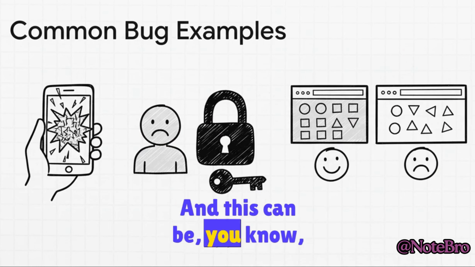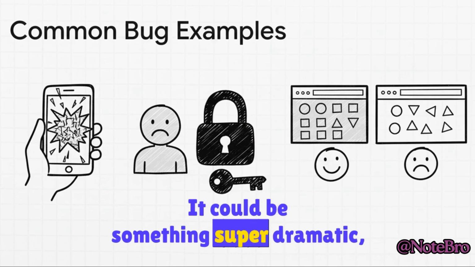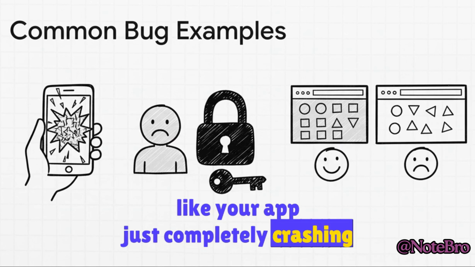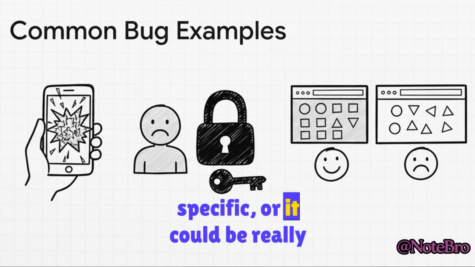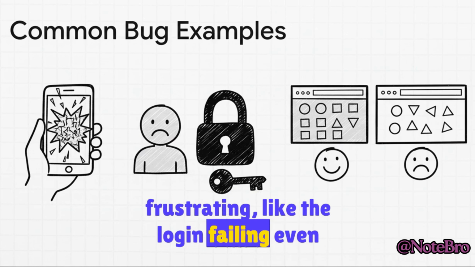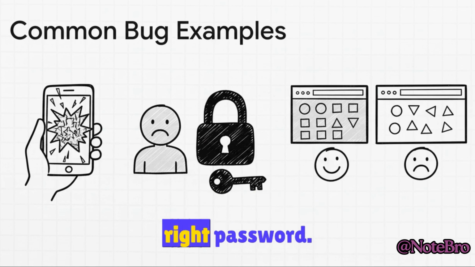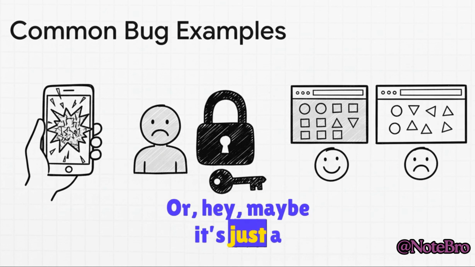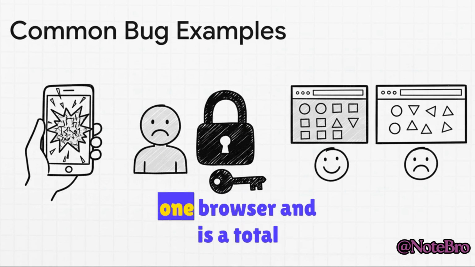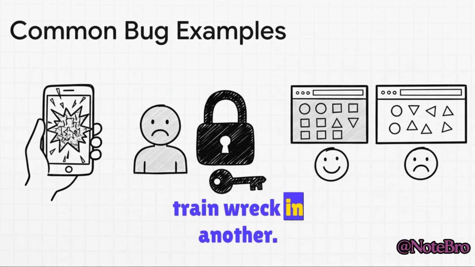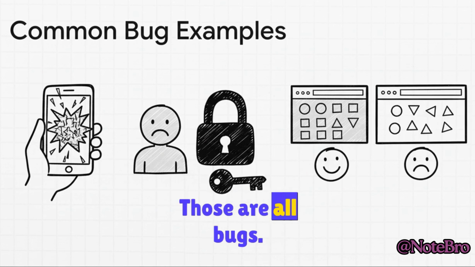And this can be anything. It could be something super dramatic, like your app just completely crashing the second a user types something specific. Or it could be really frustrating, like the login failing even when you know you're using the right password. Or maybe it's just a web page that looks beautiful in one browser and is a total train wreck in another. Yep, those are all bugs.